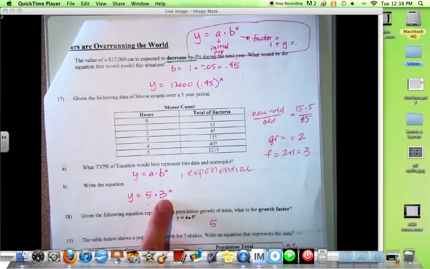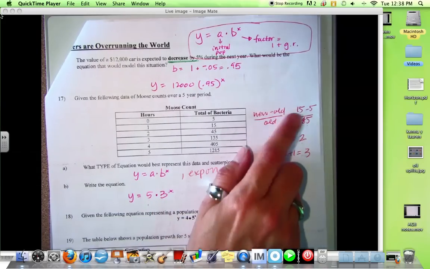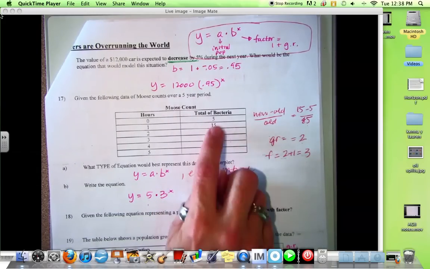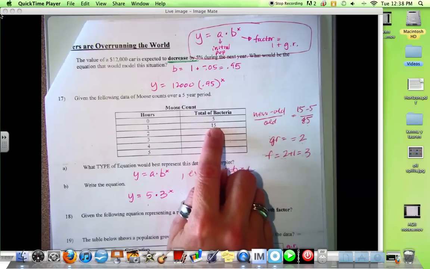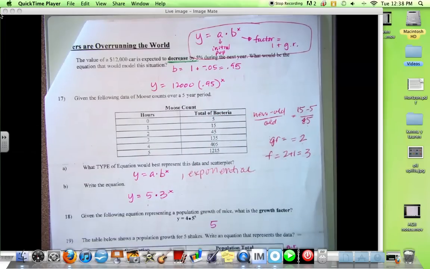But where'd you get the growth rate from? New minus old divided by old. That's on our note sheet. Yep. Okay. 15 minus 5 divided by 5. Any other questions on that one?